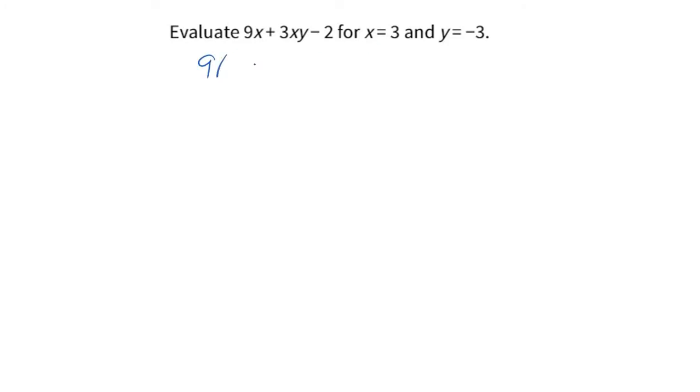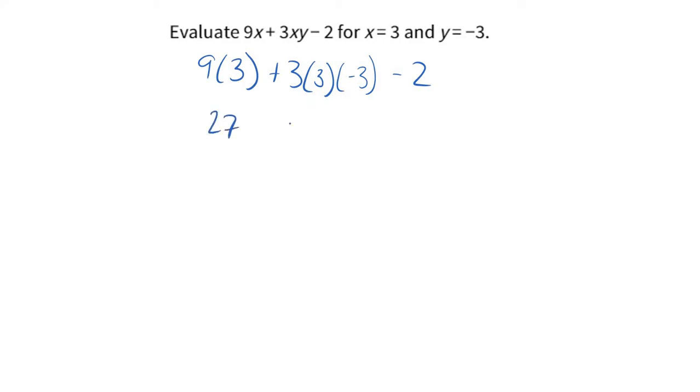So I've got 9 times x. Well, x is 3, they say, so I'm just going to replace that. Plus 3 times x, well 3 again goes in there for my x, times y is negative 3, and then minus 2. So now again you just do this pretty straightforward, or go plug it in a calculator.